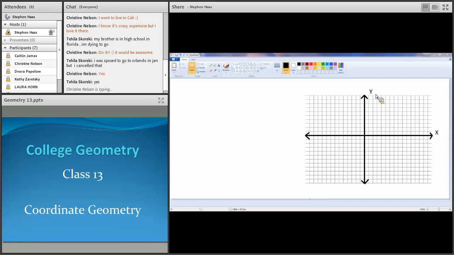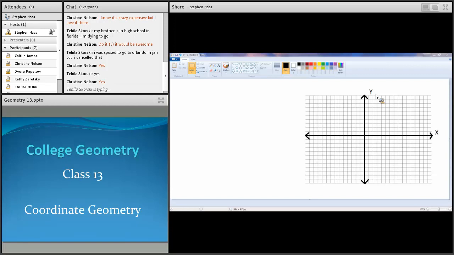Class 13 for college geometry. Today, and on Wednesday as well, we are going to be discussing graphing, or coordinate geometry as they say. Now, have any of you taken algebra with me, college algebra? Of course, back in the summertime, August, September?